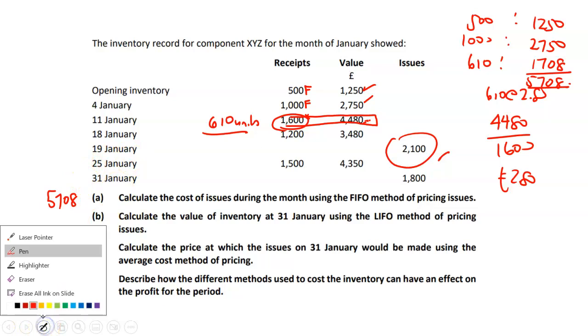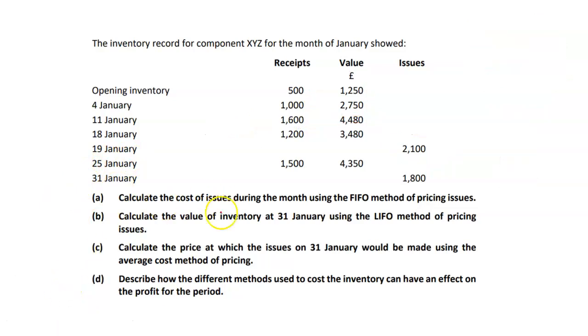Right, this is recorded, so I'm just going to delete all of this. Right, then the question says calculate the value of inventory at the end using the LIFO method of pricing issues. So here we're really looking at closing inventory. So if we're using a LIFO method, they're telling us that what happened first was when this went out, they took the 1,200 from here, and then they took 900 from here, because it's last in, first out, right? Last in, first out. So they're taking 900 from here.